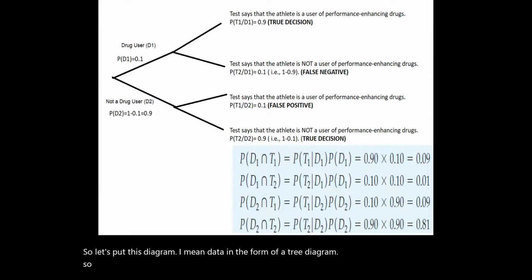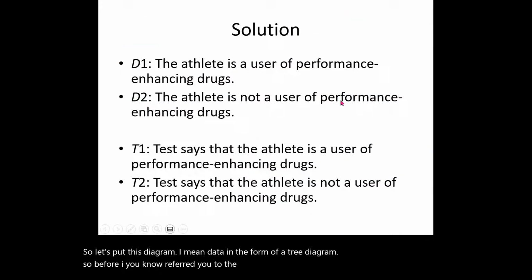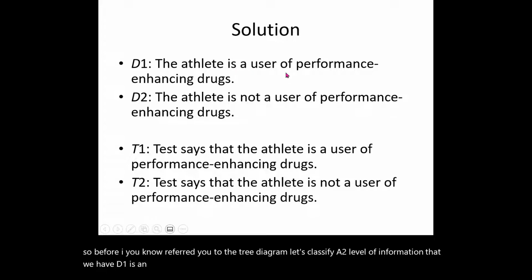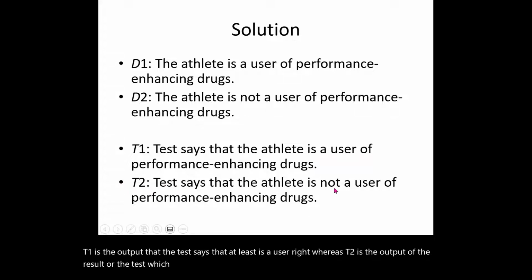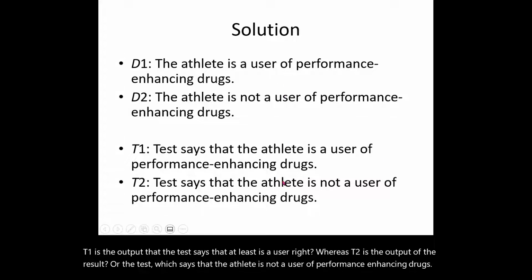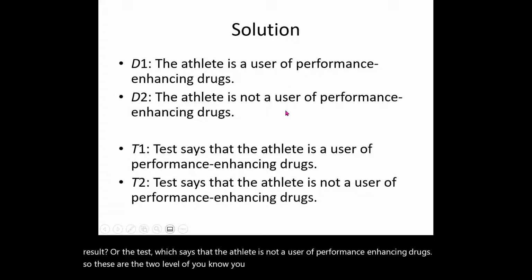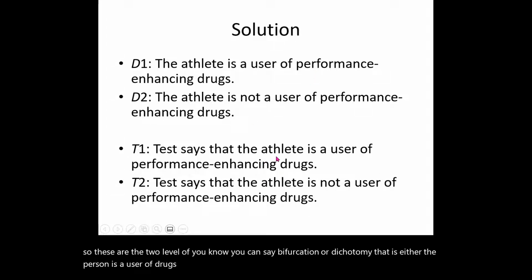Before I refer you to the tree diagram, let's classify the two levels of information that we have. D1 is the event that the athlete is a user of drug, and D2 is the athlete is not a user of drug. T1 is the output that the test says the athlete is a user, whereas T2 is the test result which says that the athlete is not a user of performance enhancing drug. So these are the two levels of dichotomy: either the person is a user of drug or not, and similarly, the test declares that the person is a user or not.